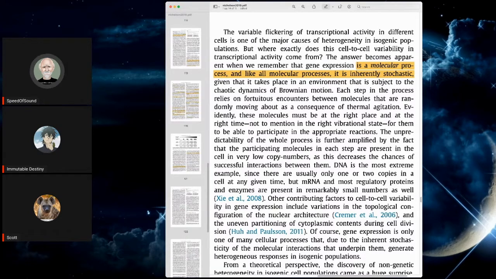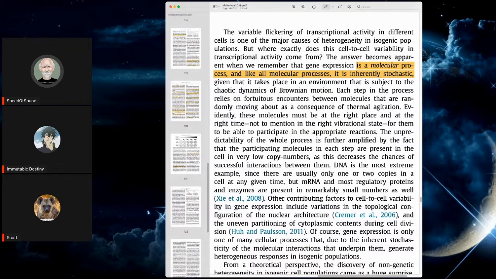The unpredictability of the whole process is further amplified by the fact that the participating molecules in each step are present in the cell in very low copy numbers, as this decreases the chance of successful interactions between them. DNA is the most extreme example, since there are usually only one or two copies in a cell at a given time, but mRNA and most regulatory proteins and enzymes are present in remarkably small numbers as well.